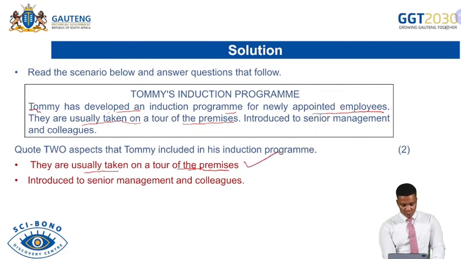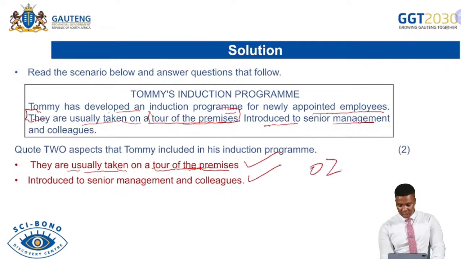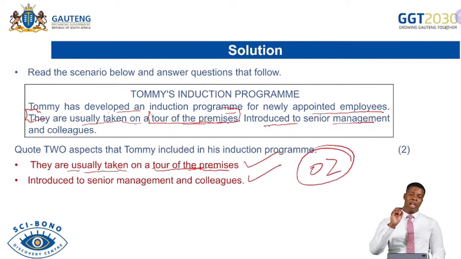You quote as it is. You don't just quote tour of the premises. No, you take, they are usually taken on a tour of the premises. Then you get your 1 mark, and then they are introduced to senior management and colleagues. That's 1 mark as well. And that's how you get your 2. Remember, when you quote, you take it as it is.